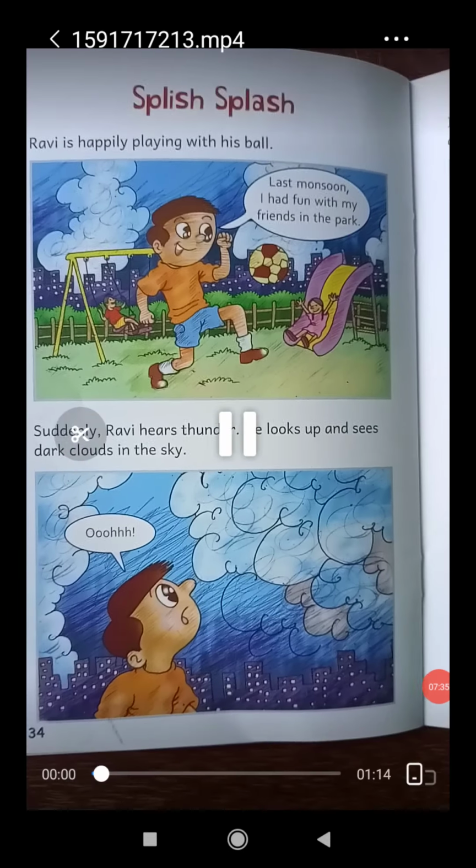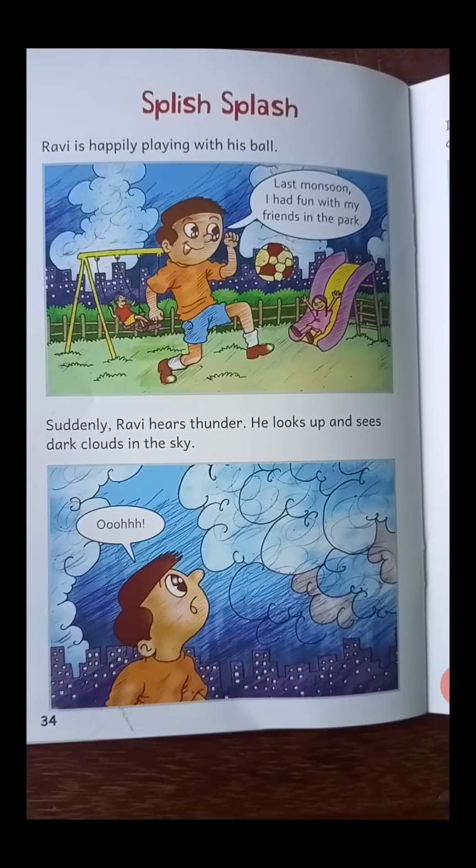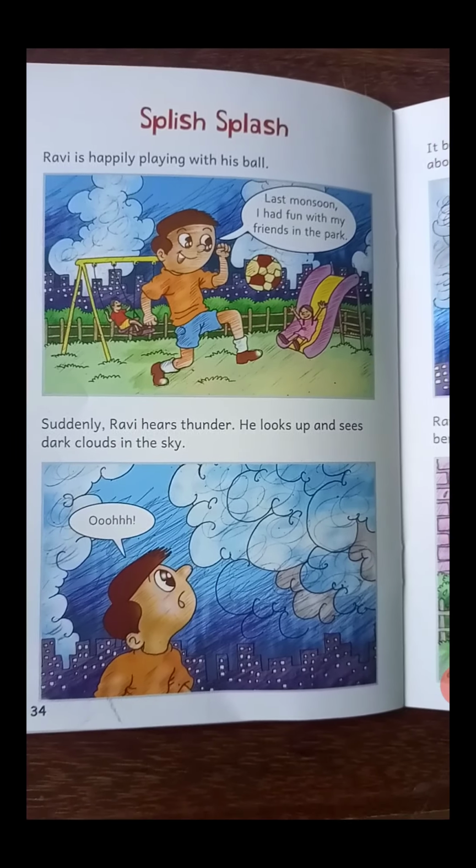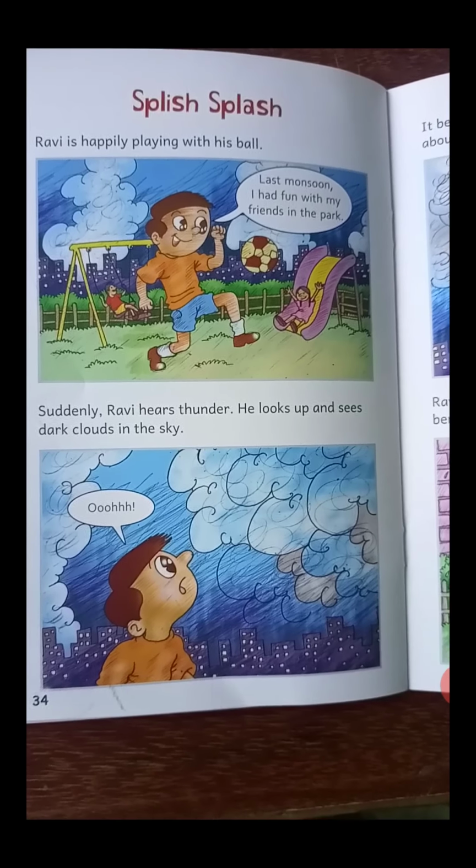Now students recite the story Splish Splash. Open page number 34 of your book Story and Rhyme.